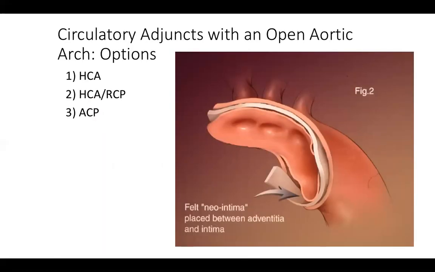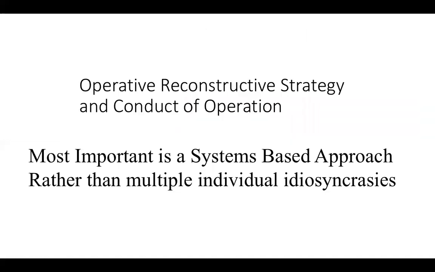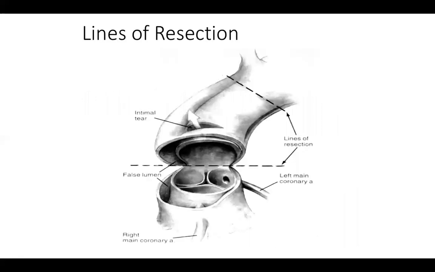And then circulatory adjuncts with an open aortic arch, as I said, with hypothermic circulatory arrest, that's HCA. We don't really use retrograde cerebral perfusion anymore, but antegrade cerebral perfusion, and reconstituting the distal arch and the distal ascending aorta in the arch. So most important is a systems-based approach rather than multiple individual idiosyncrasies. And I think this is what we're trying to develop. And this is the essence of surgery.